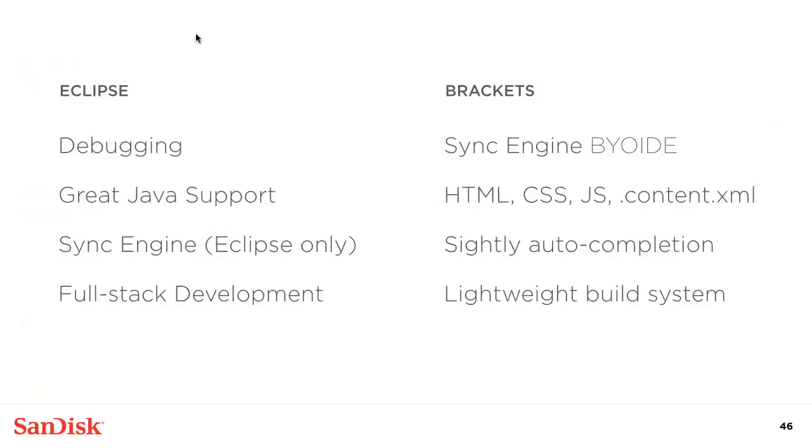Brackets, the sync engine is BYO IDE, so you can bring your own IDE. It supports HTML, CSS, JS, .content.xml. Those are officially supported. I've had some problems with .content.xml depending on what it is. You get Sightly auto-completion. Just make sure you close your curly braces. It does have a nice little lightweight build system. You can easily be on the phone with somebody, maybe a junior front-end dev, and say, okay, install this SASS plugin, and here you can start running. I've used that a ton.